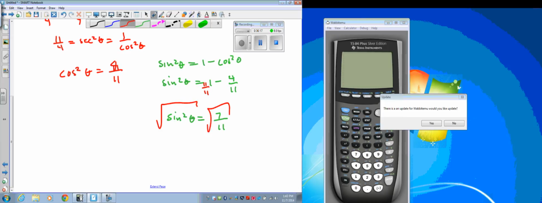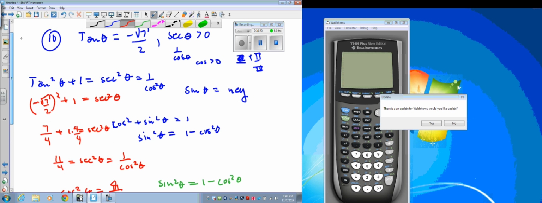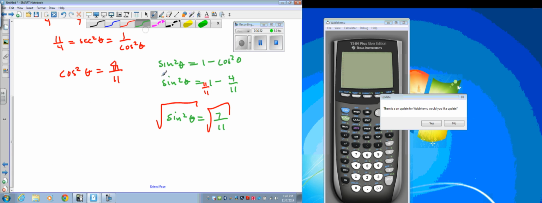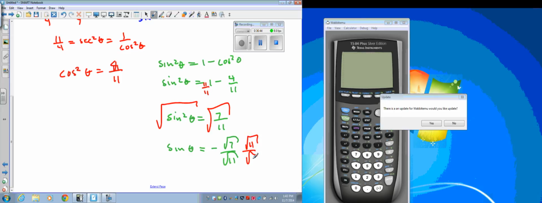This is going to be plus or minus, but I said I've got to be what? Negative. So my answer is going to be sine of theta is a negative. And I can't leave that square root of 11 in the denominator, so I have to rationalize that denominator. Square root of 11 over square root of 11. So this is going to be a minus square root of 7 times 11, square root of 77 over 11. And this should be my answer.